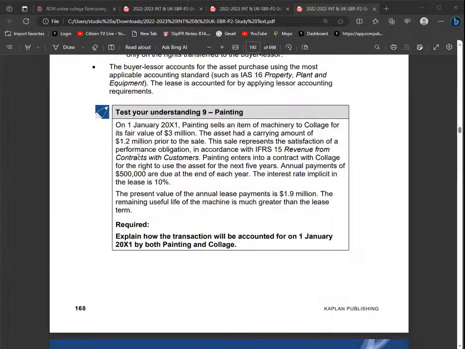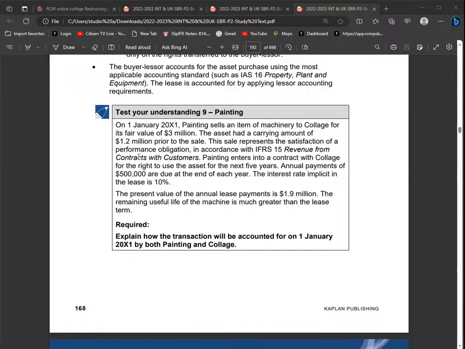We are told that on 1st January 2011, Painting sells an item of machinery to College for its fair value of 3 million. So the fair value is 3,000, because I'm cutting the 3 zeros. And then they're telling us that the asset had a carrying amount of 1,200. So carrying amount is the same as carrying value, 1,200.